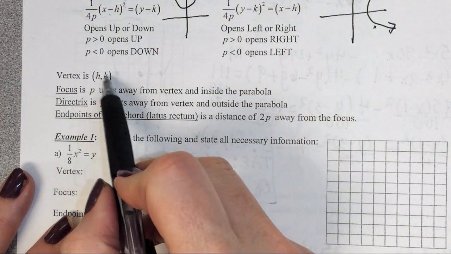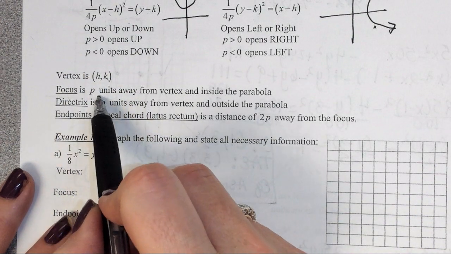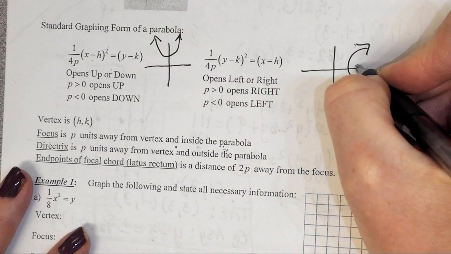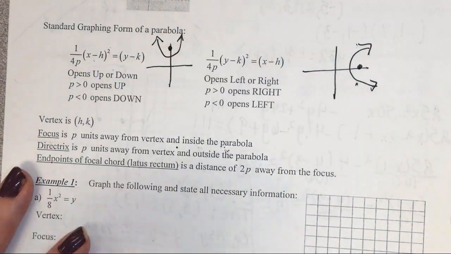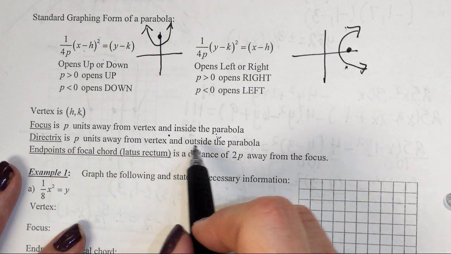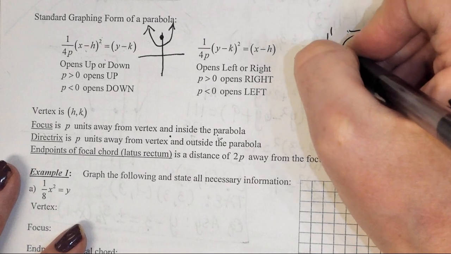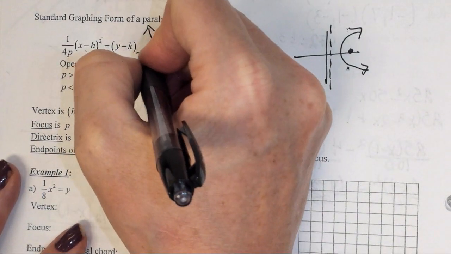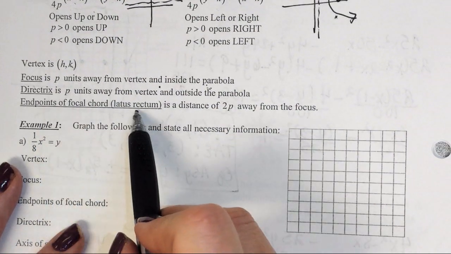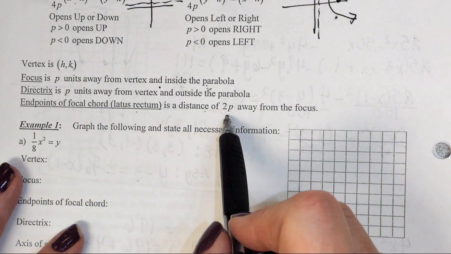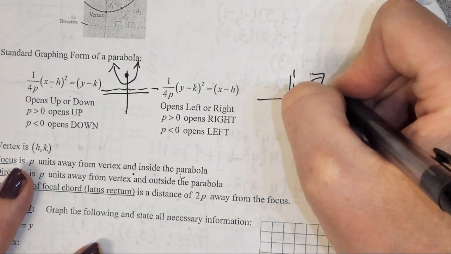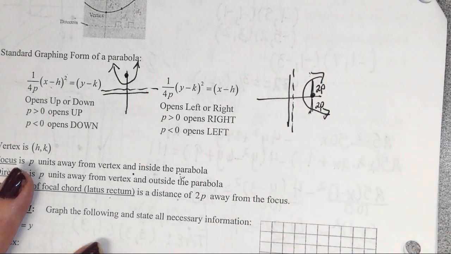The vertex is always going to be (h, k). The focus is always p units away from the vertex. It's always inside the parabola. So like right here would be the focus. Right here might be the focus. The directrix is always p units away from the vertex, and it's outside of the parabola. So here would be the directrix, and here would be the directrix. The endpoints of the focal chord are a distance of 2p away from the focus. So like this distance here is 2p, and so is this distance here, 2p.